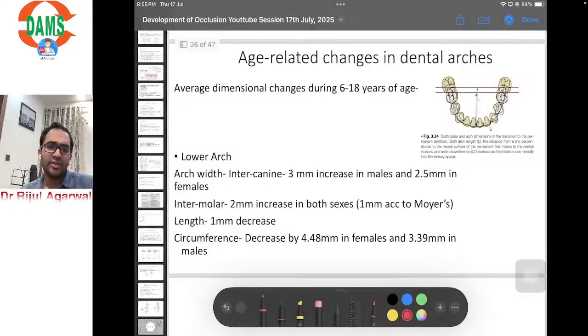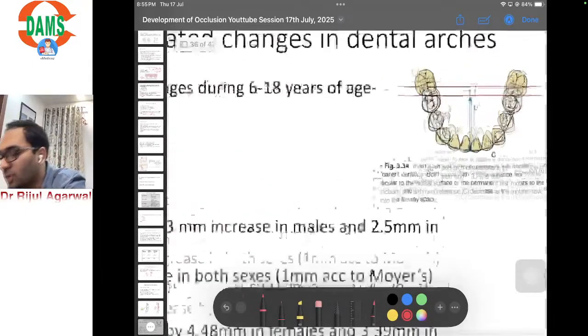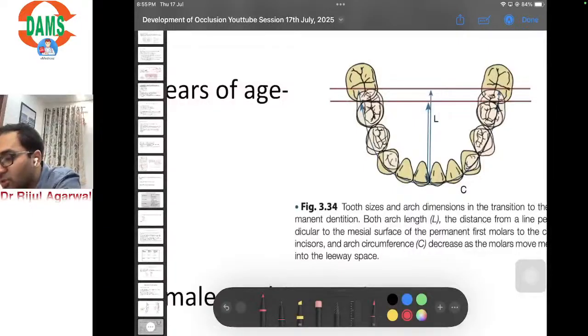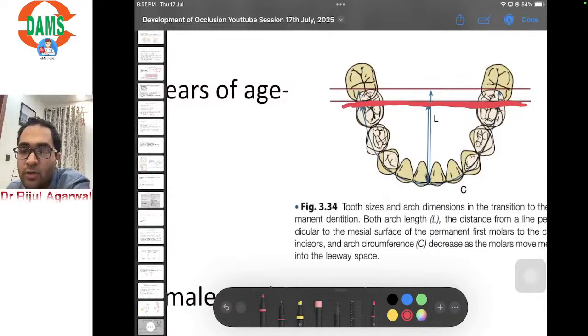Next, certain age related changes in the dental arches, very important numerical data. First, what is arch length and what is arch circumference? Arch length is measured from the mesial margin of the lower 6. You draw a line bisecting the mesial margin of the lower 6 and draw a perpendicular to it which intersects between the lower central incisors. This line is known as the arch length. The length measured is the arch length.